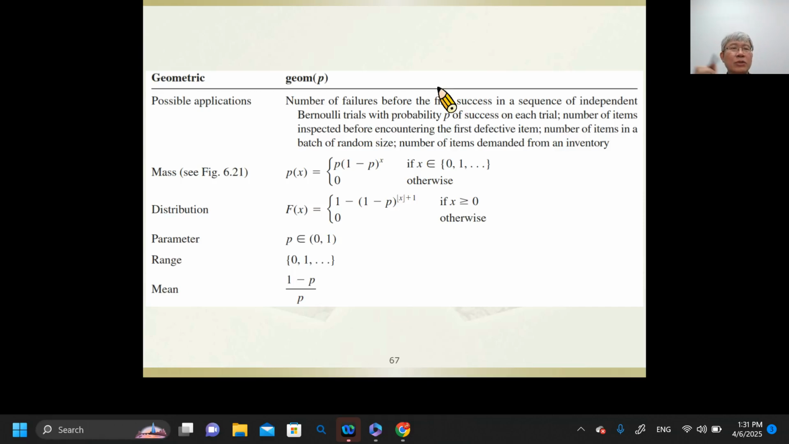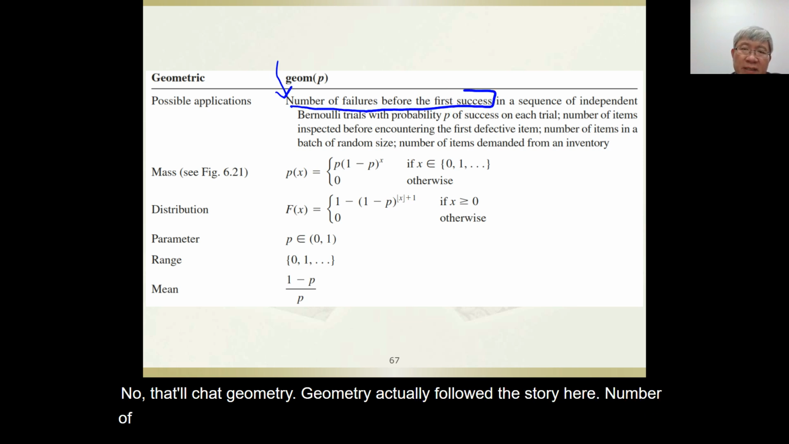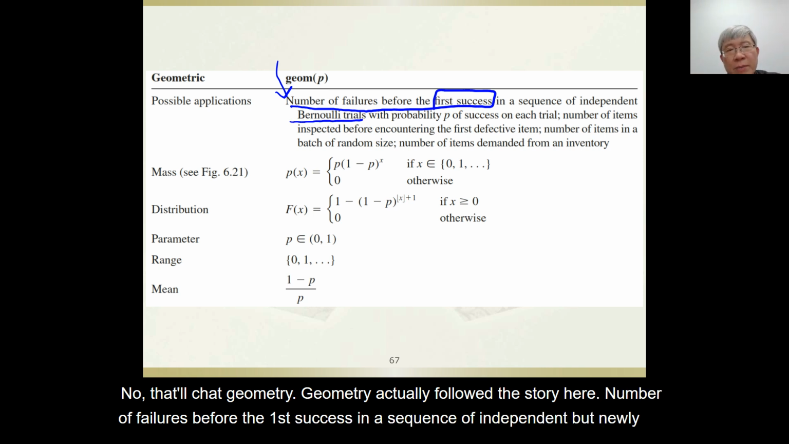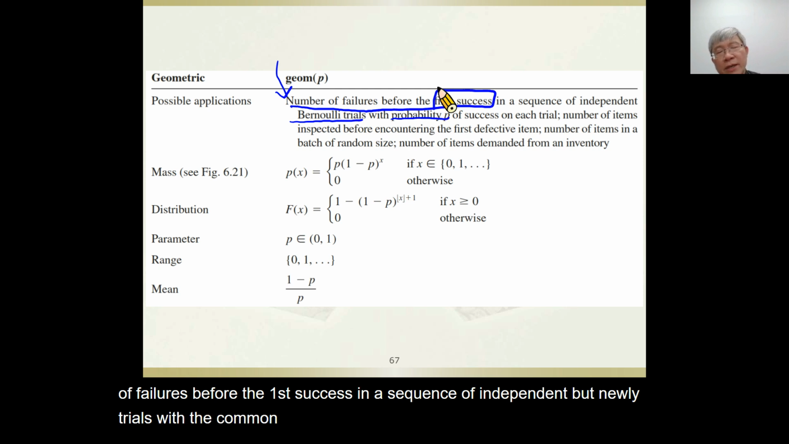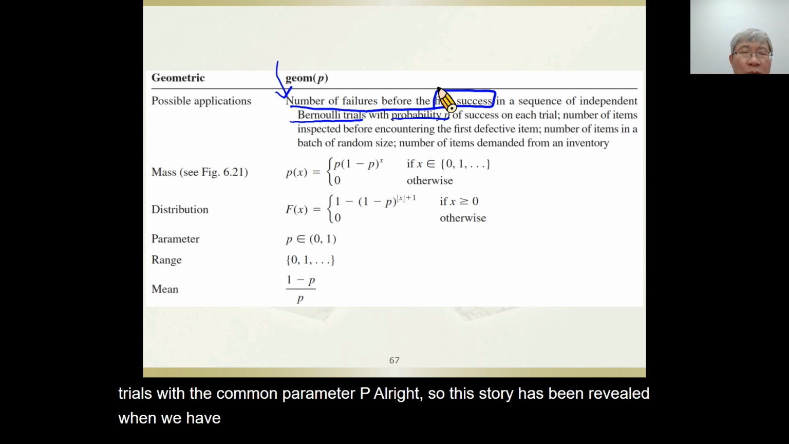Now let's check geometry. Geometry actually follows the story here: the number of failures before the first success in a sequence of independent Bernoulli trials with the common parameter P. Alright, so this story was revealed when we discussed the Bernoulli distribution function.